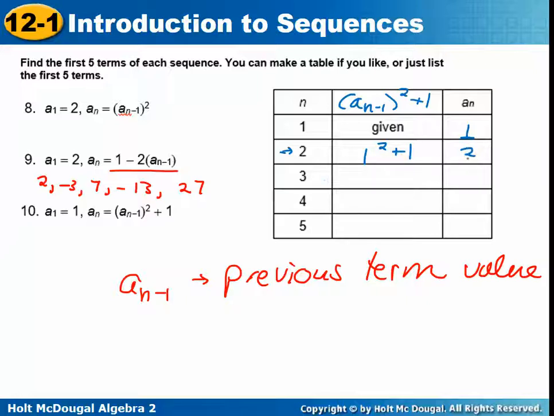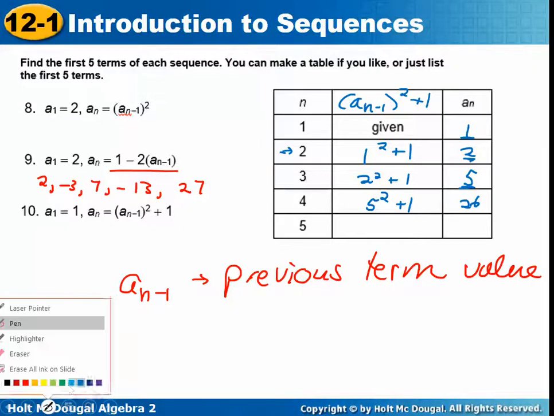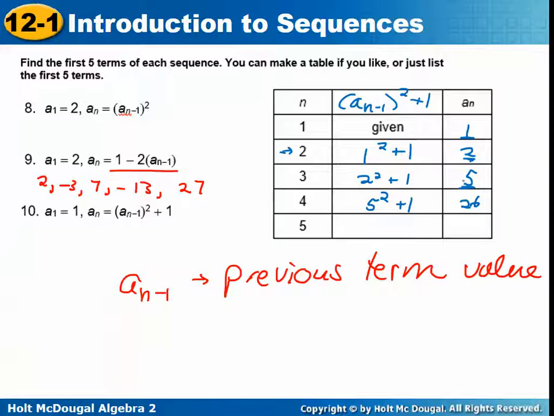Now I have to take the previous value, 2, square it, and then add 1. So 2 squared is 4 plus 1 is 5. Then I need to take that previous value of 5 and square it and add 1, and so on. And you keep doing that as long as you need to. So every time, the previous term value is what you're going to use in the next row. So this matches, and this matches right here, and this matches this. So the next time you're going to be using 26 squared plus 1. So it's going to get super big, super fast there.